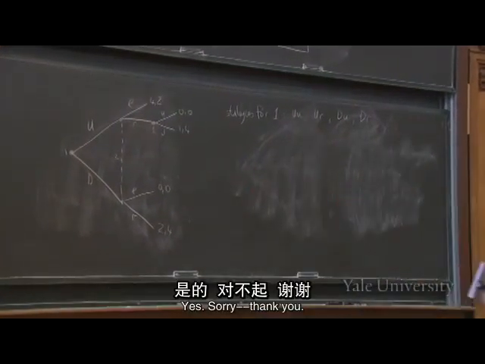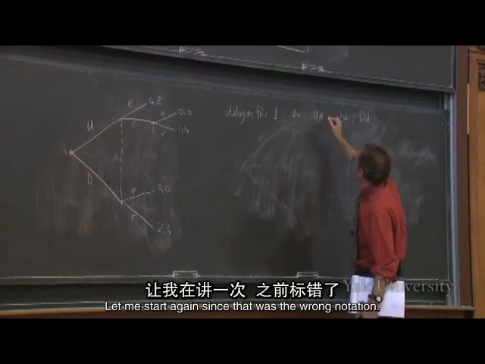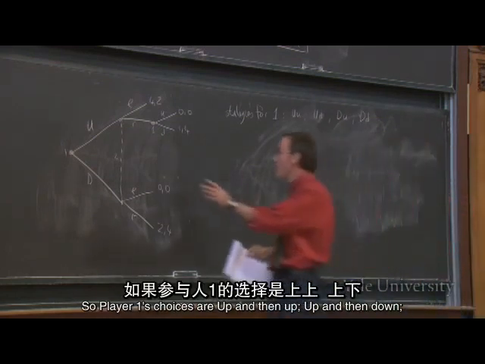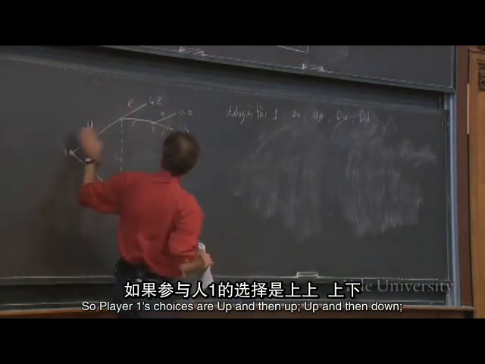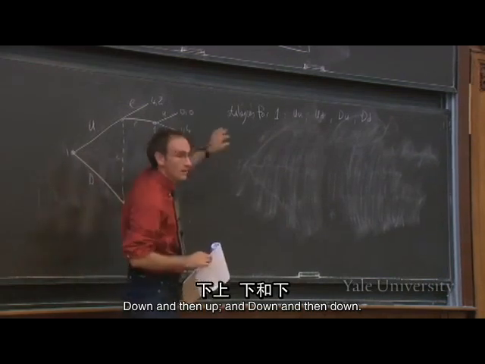Jake. Thank you. Sorry, thank you. Thanks, Jake. All right, let me start again since I did the wrong notation. All right, so player 1's choices are up and then up, up and then down, down and then up, and down and then down. Thanks, Jake.